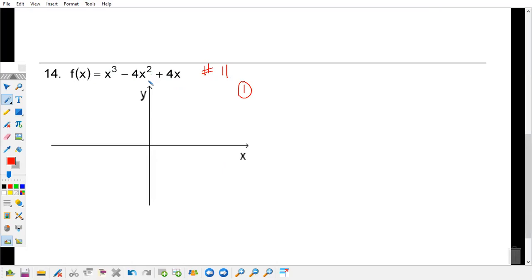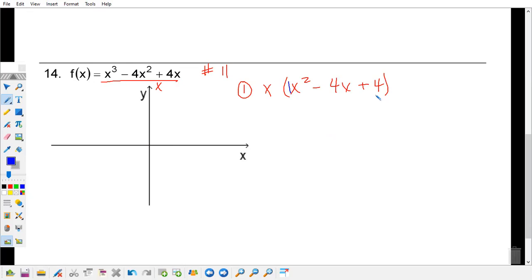Perfect. We're going to look at our greatest common factor. And what is our greatest common factor? X. So I'm going to factor out X, and I'm going to be left with X squared minus 4X plus 4.